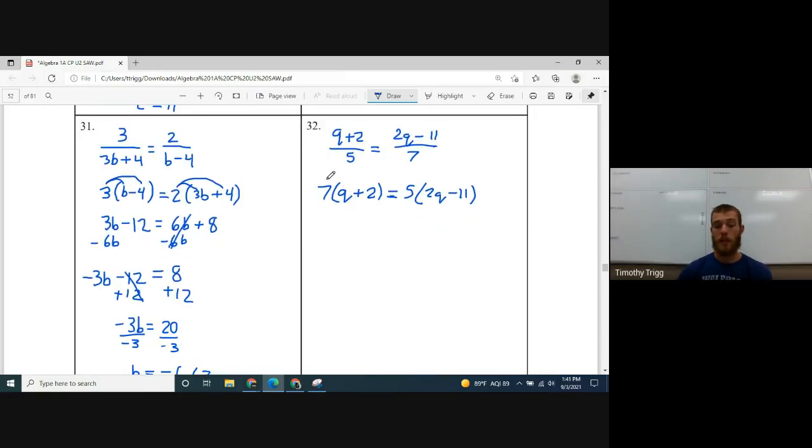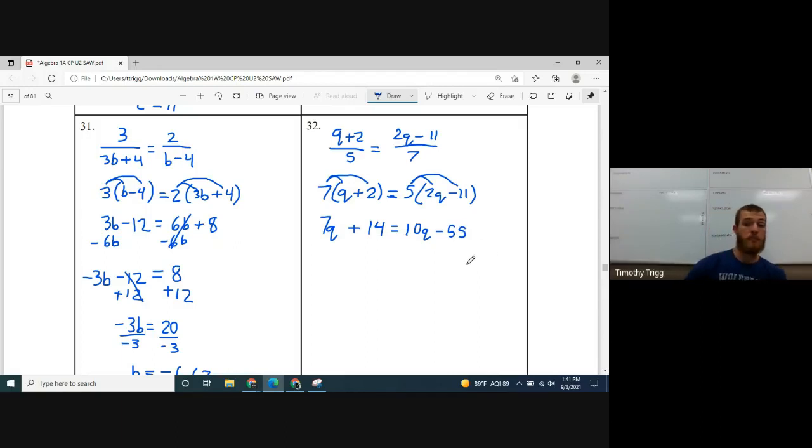Both of these sides of the equation, you're going to have to distribute, right? 7 times q, 7 times 2. That's going to give you 7q plus 14 equals, let's distribute this right side, 10q minus 55.